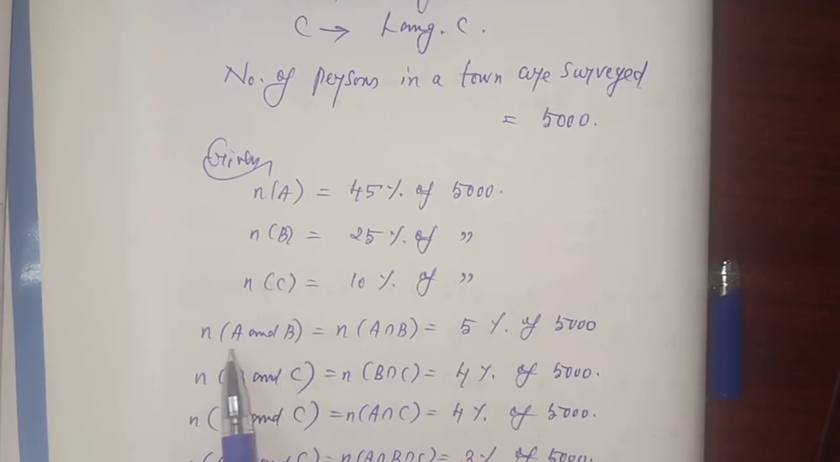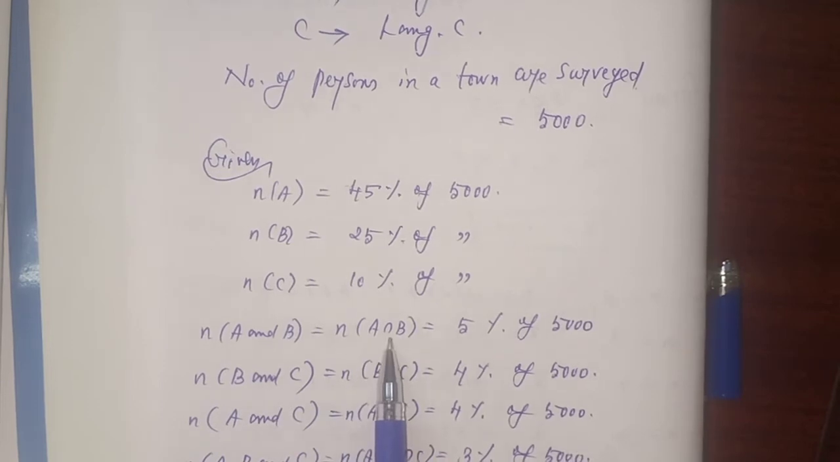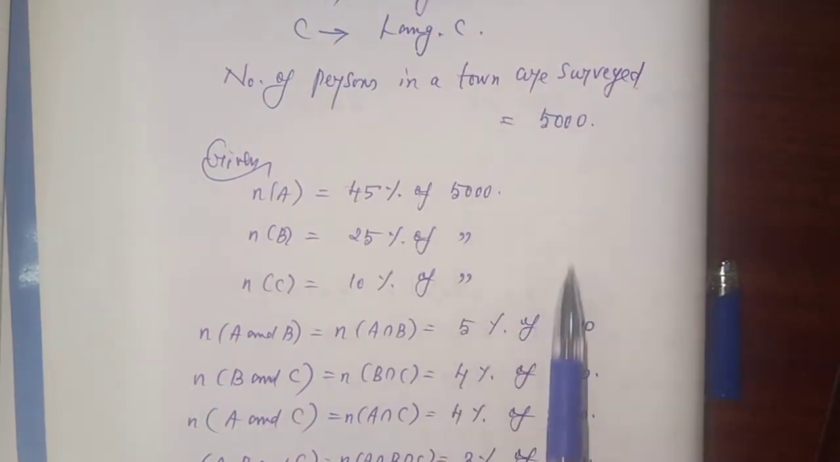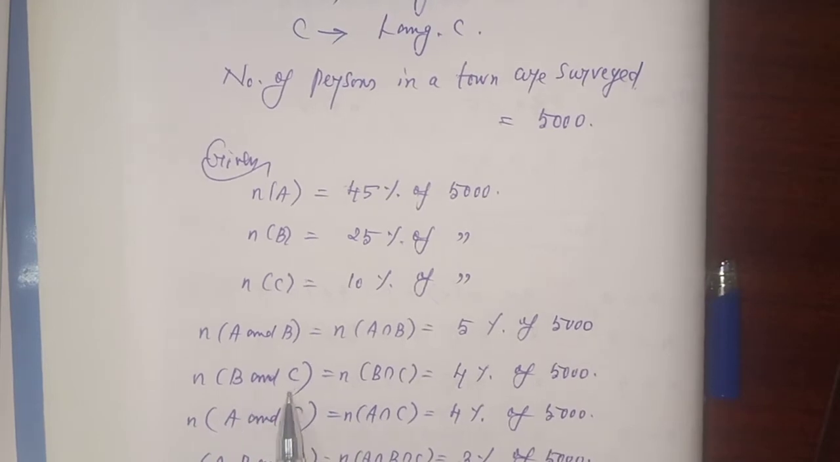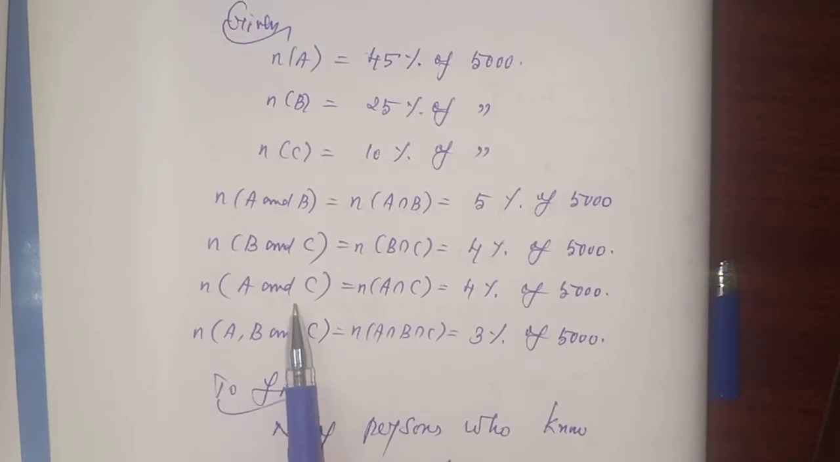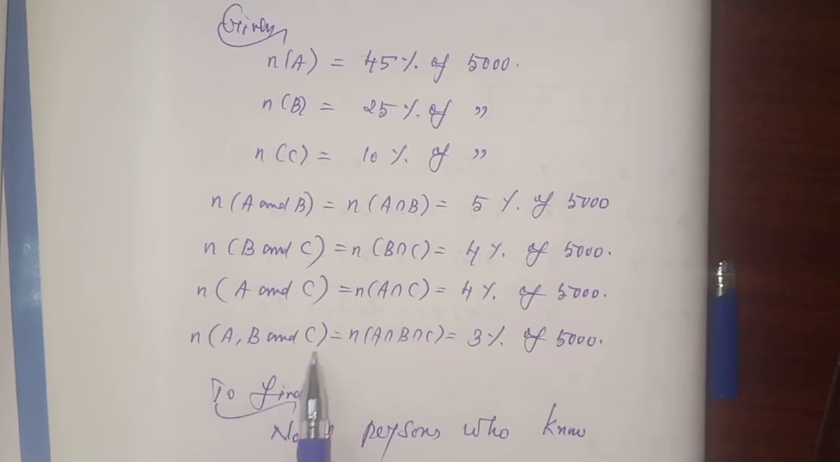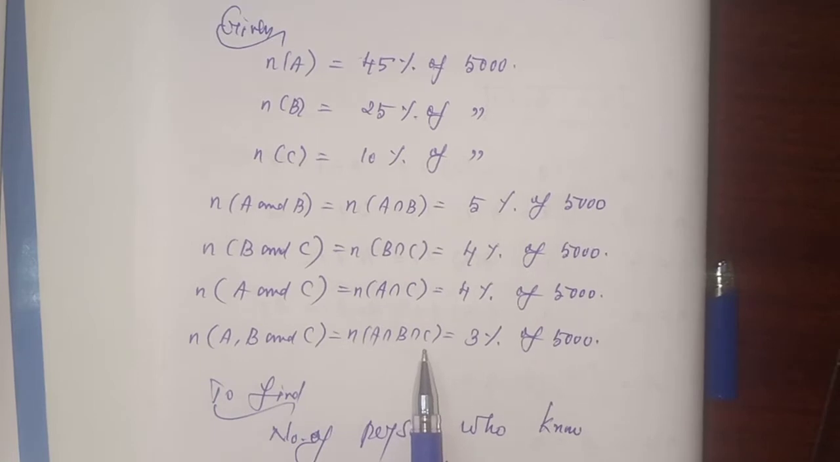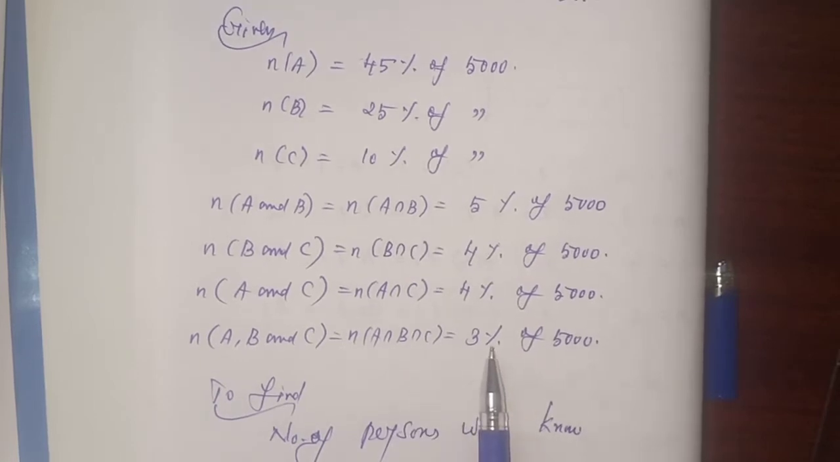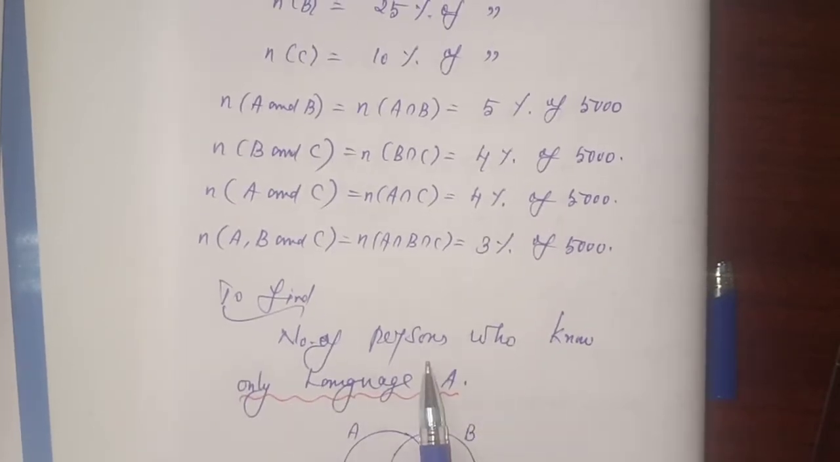A and B represents A intersection B. Whenever AND comes, you have to put intersection. That is 5% of the total, that is 5,000. And B and C represents N of B intersection C, that is 4% of 5,000. A and C represents A intersection C, that is 4% of 5,000. Finally, all the three languages A, B and C represents A intersection B intersection C. That is 3% of 5,000. You are asked to find the number of persons who know only language A.